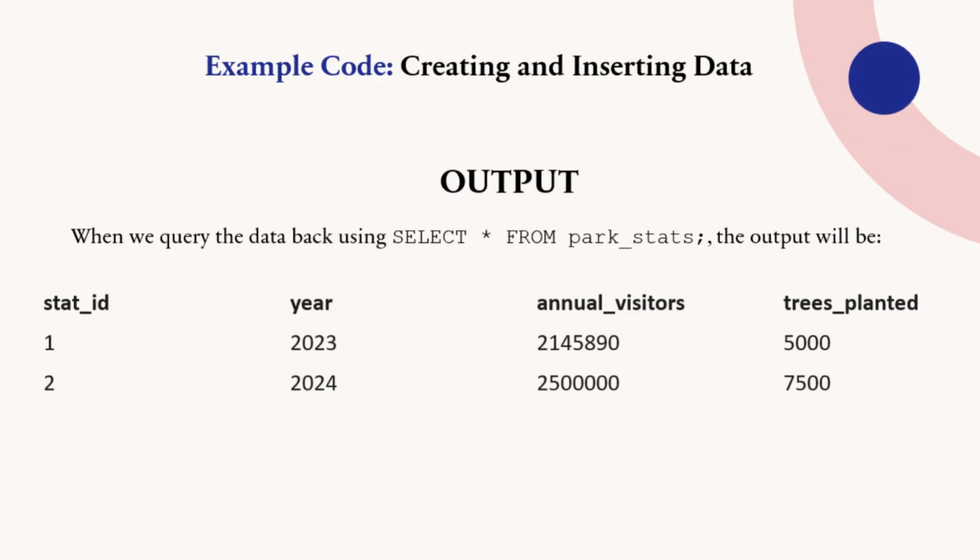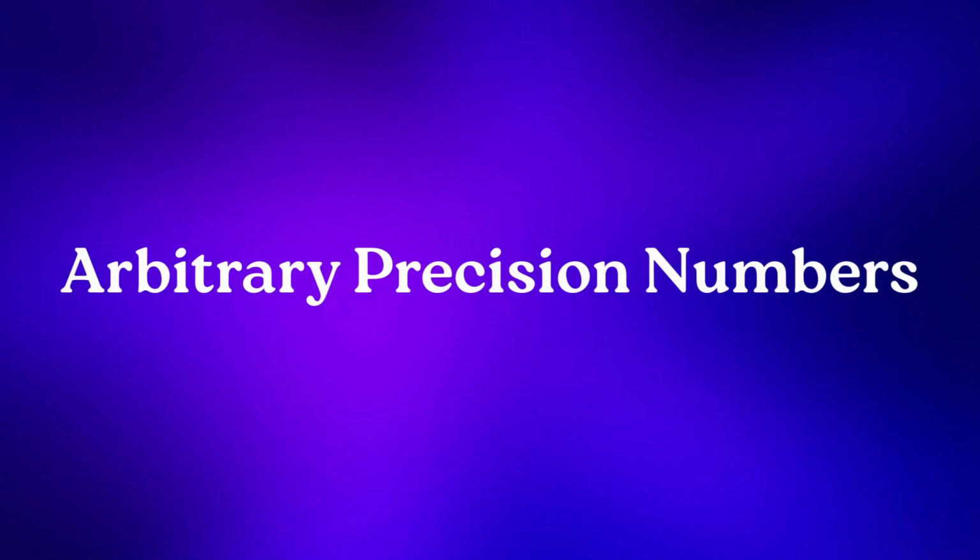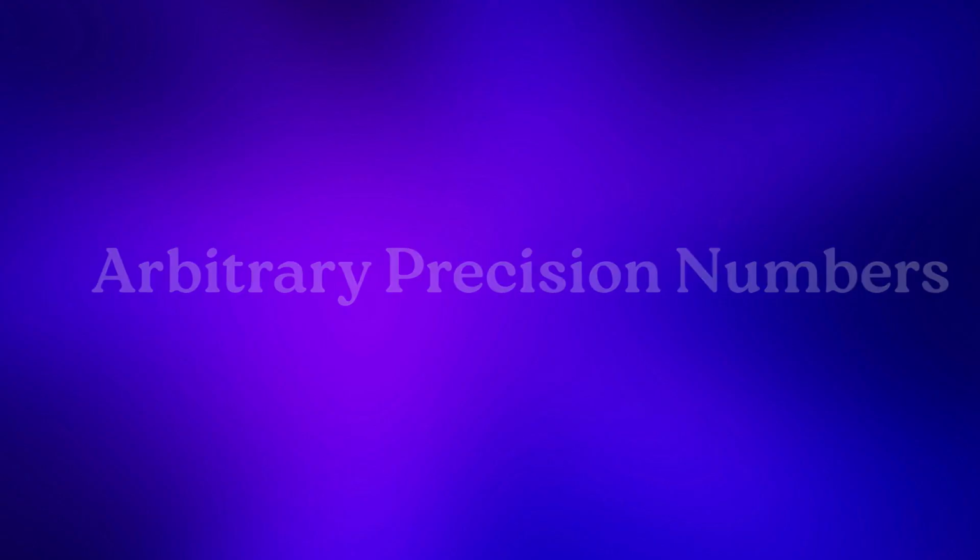When we query the data back using select star from ParkStats, the output will be, as you can see, every piece of data in the annual visitors and trees planted columns is a clean, whole number, fulfilling the contract of the integer data type. Now that we have covered the fast and simple integer types, we need to address data that requires absolute precision, particularly for financial data. This leads us to our second category, arbitrary precision decimals.